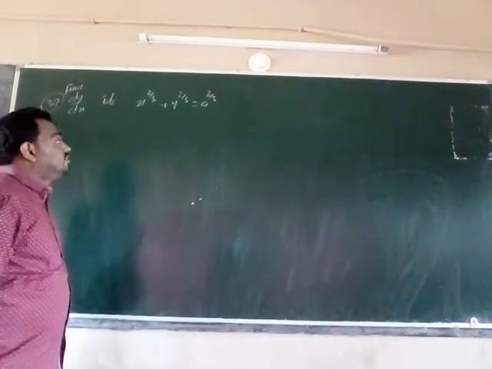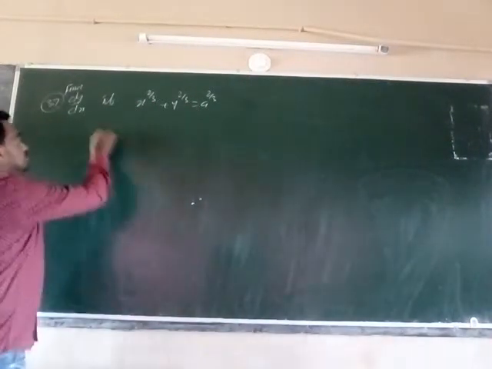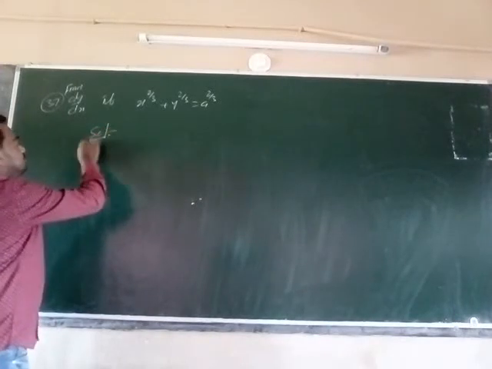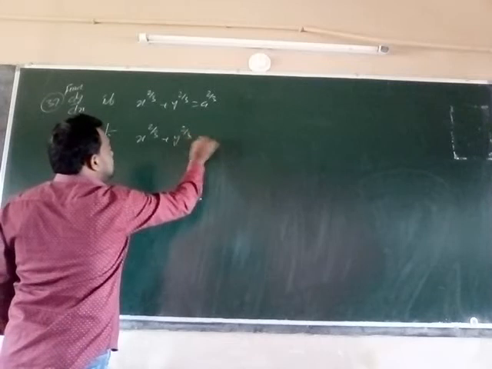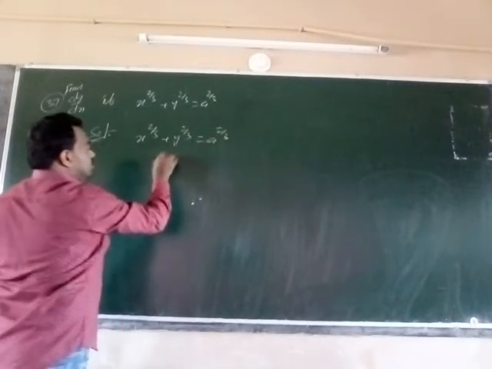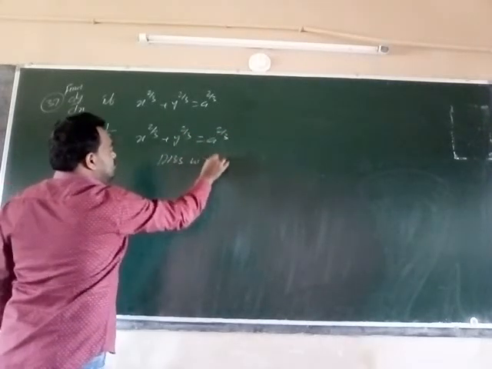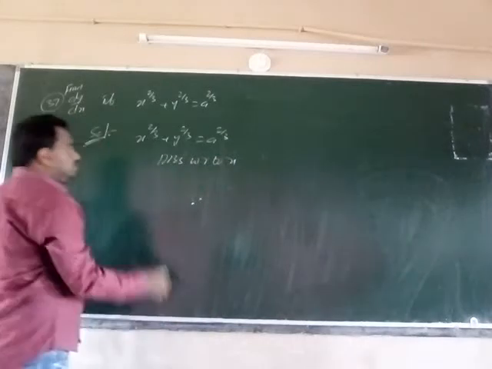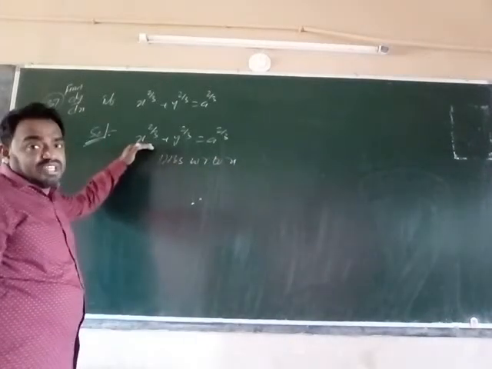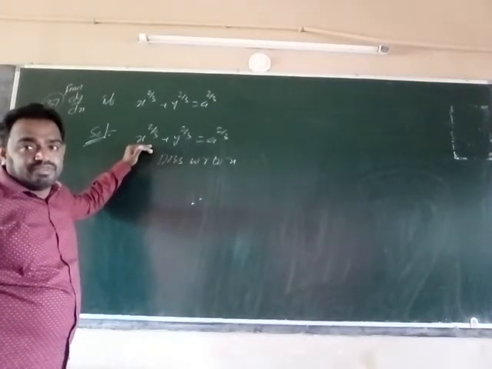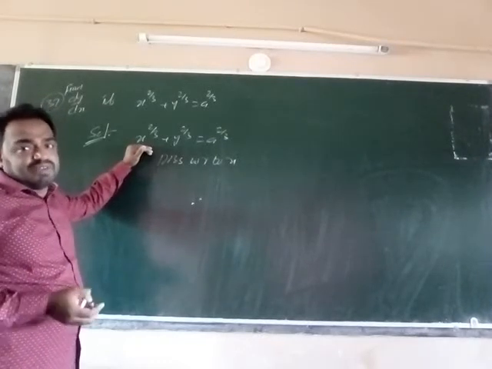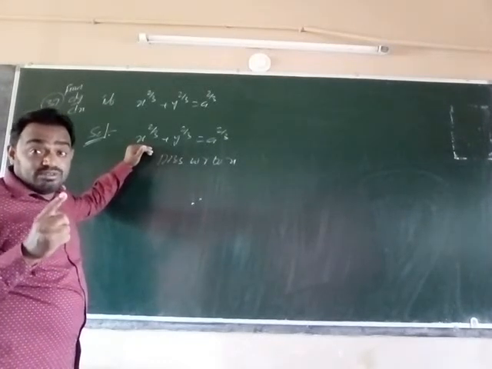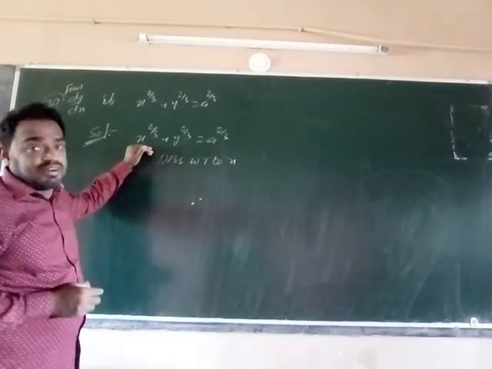So how are we finding the derivative? Solution: x power 2 by 3 plus y power 2 by 3 is equal to a power 2 by 3. You take the derivative on both sides with respect to x. This one is in the form of x to the power of n. The derivative of x to the power of n is n into x power n minus 1.